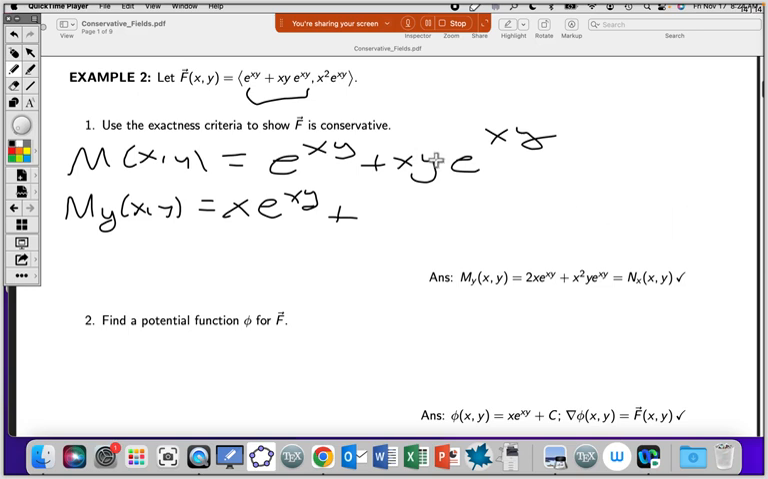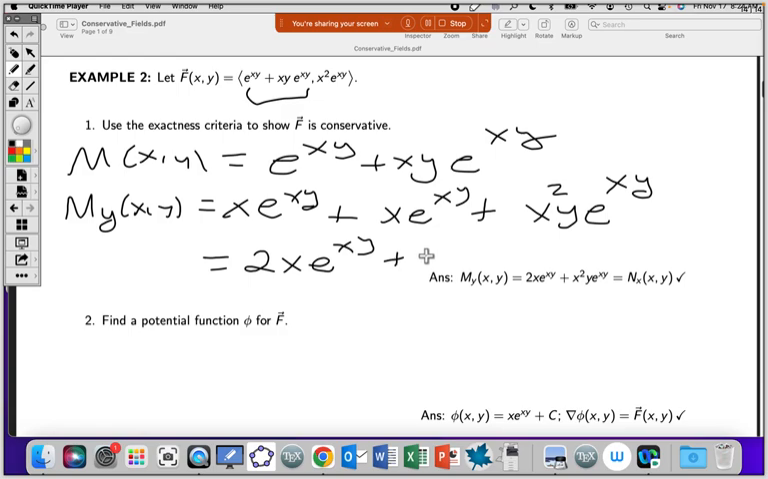Yep, product. I take the derivative of the first factor with respect to y. That's going to give me an x. Plus I take the derivative of the second factor with respect to y. That would give me an xy e to the xy times another x, so there'd be an x squared. So I'd have 2x e to the xy plus x squared y e to the xy. So that would be my My.